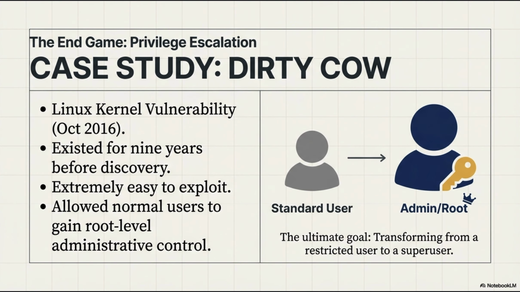So then privilege escalation. A case study for this is Dirty Cow, which is a Linux kernel vulnerability discovered in October 2016. It existed for 9 years before it was discovered. It was extremely easy to exploit, and it allowed normal users to gain root-level administrative control. And the goal of this was to transform a restricted user into a super user.